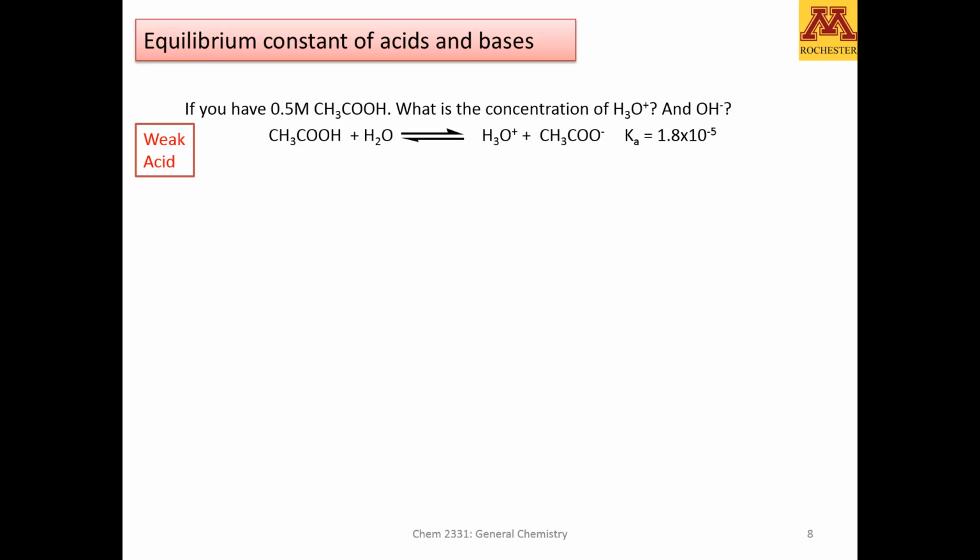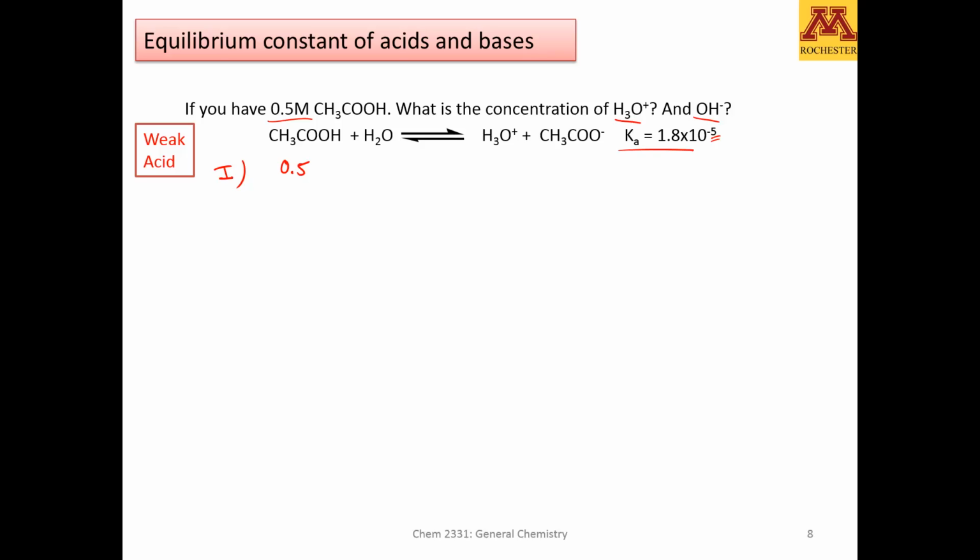Okay, so let's do some calculations here. In this case, we want to know the concentration of hydronium ions and hydroxides of a solution of acetic acid, 0.5 molar. And it's giving you the Ka. Notice the Ka is fairly small, so expect these kinds of numbers when we talk about weak acids. So let's see. Initially, I have 0.5 molar. I'm not going to write the concentration of water because it's constant.